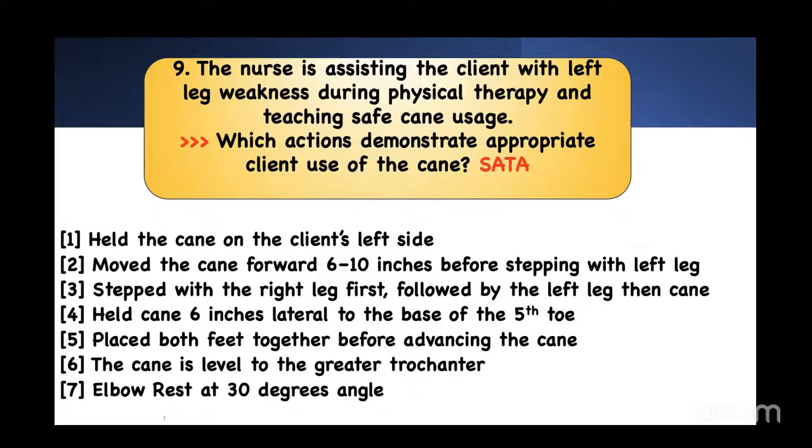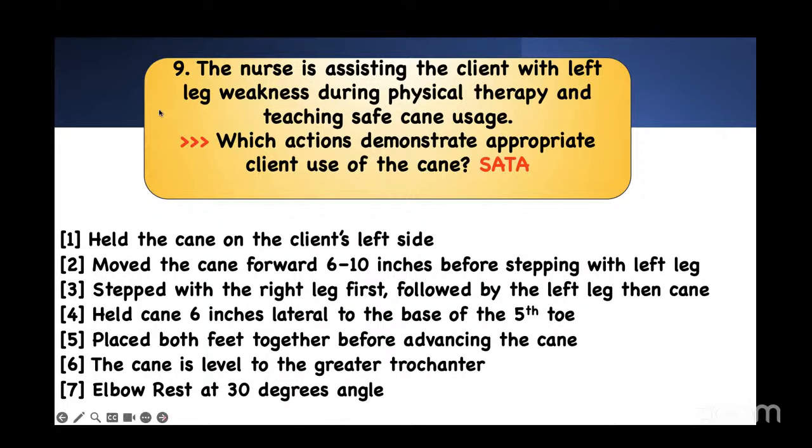Assistive devices. I know you know it. This is in question form. In the case study, the patient has left-sided weakness. Pay attention. Before you pick your answer, you got to know that the patient is weak on the left. So which action is appropriate? If they're doing something bad, then it's a wrong answer.